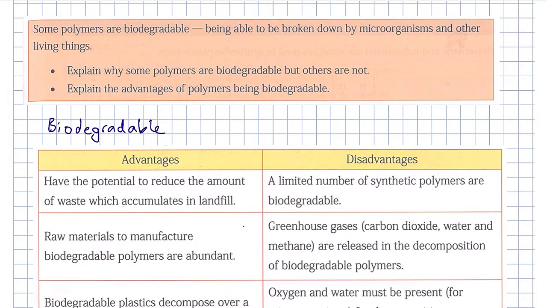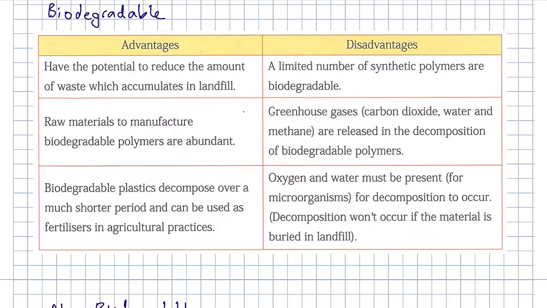Okay. So to go a little bit further with the biodegradable stuff, it asks you to say, why are some polymers biodegradable but others aren't? And what are the advantages of polymers being biodegradable? Okay, so the advantages, reducing landfill, obvious. Okay, we've already talked about raw materials to produce them are abundant, and they decompose over a much shorter period of time. The disadvantages are that a limited number of the synthetic polymers are biodegradable.